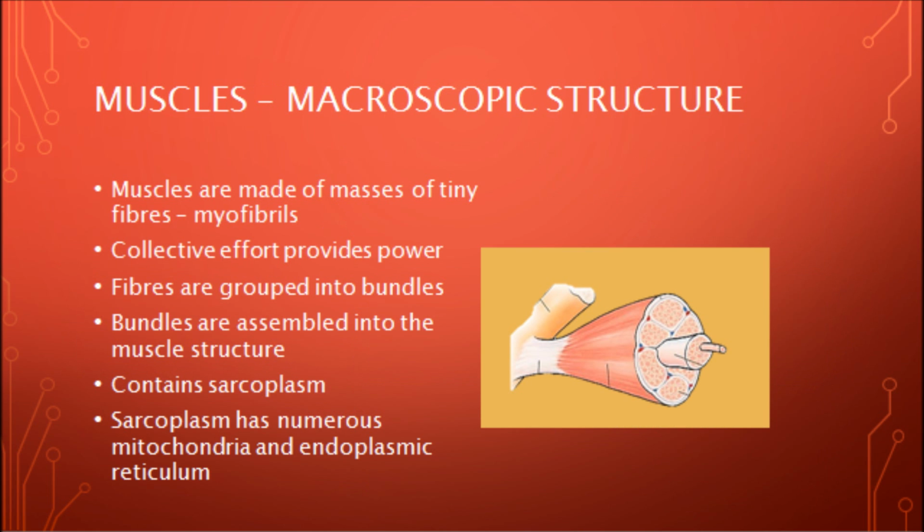The macroscopic structure of muscles occurs because the muscles are made from millions of tiny fibers known as myofibrils. These myofibrils are grouped into units which are bundled together because a group effort provides more powerful contraction, and the fibers are arranged into parallel lines as this gives the maximum amount of force. The cells are fused and share nuclei and a particular type of cytoplasm known as sarcoplasm. This contains a large amount of mitochondria and endoplasmic reticulum.